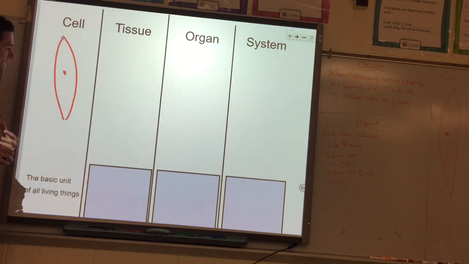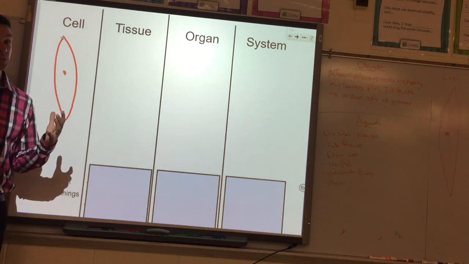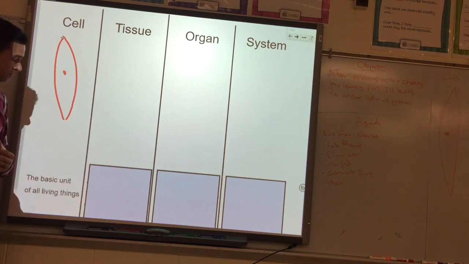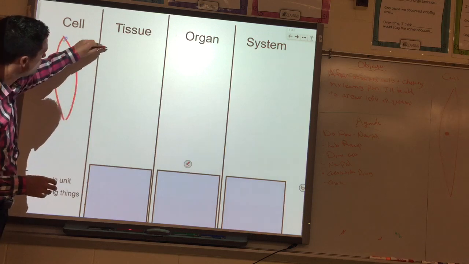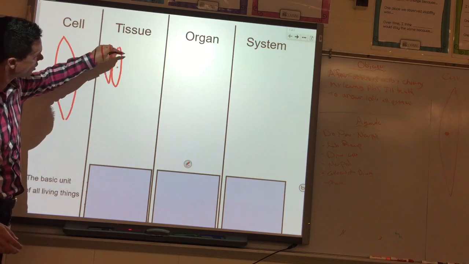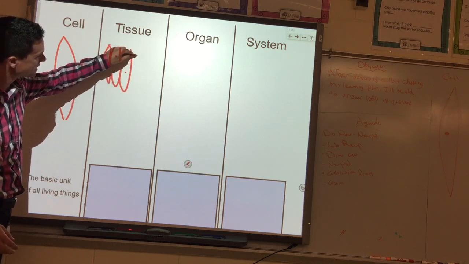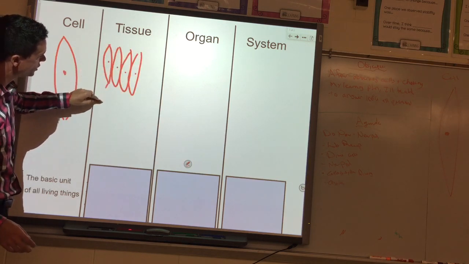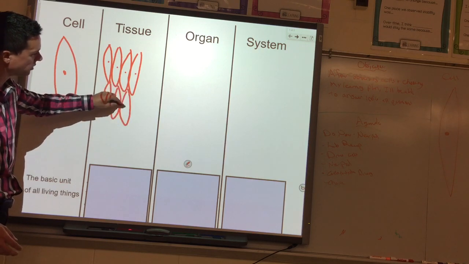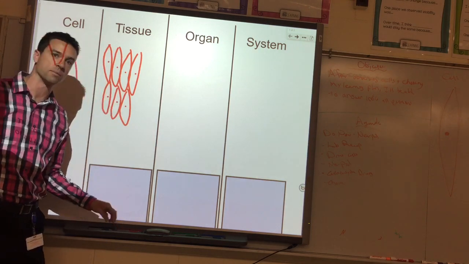However, one cell by itself usually isn't powerful enough to do a whole lot, even though it's alive. It needs its friends, it needs to work together, all right? So ultimately what happens is you get these groups of similar cells. You get a whole bunch of muscle cells in the same area. Now they're more powerful. They can do a whole lot more work inside your body.